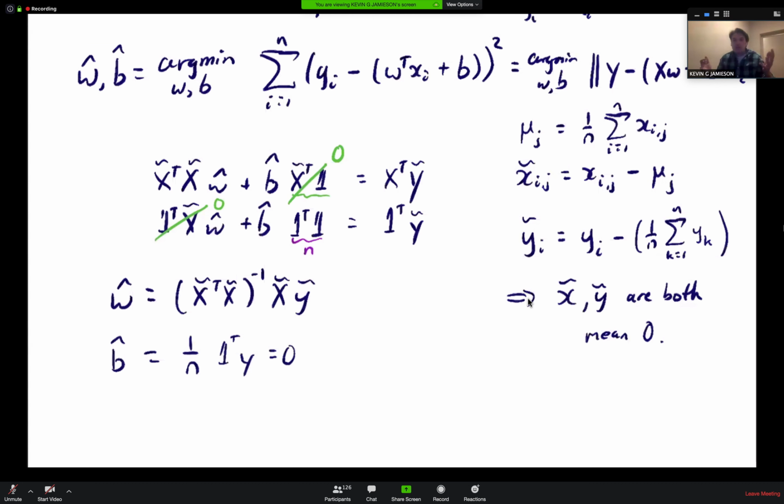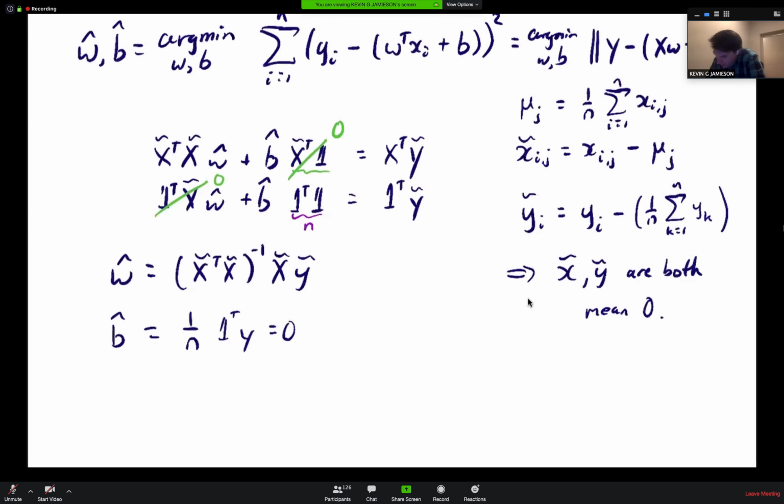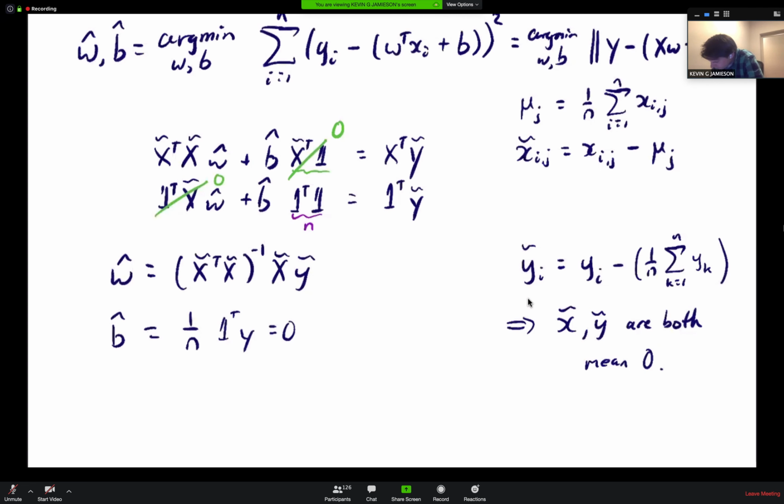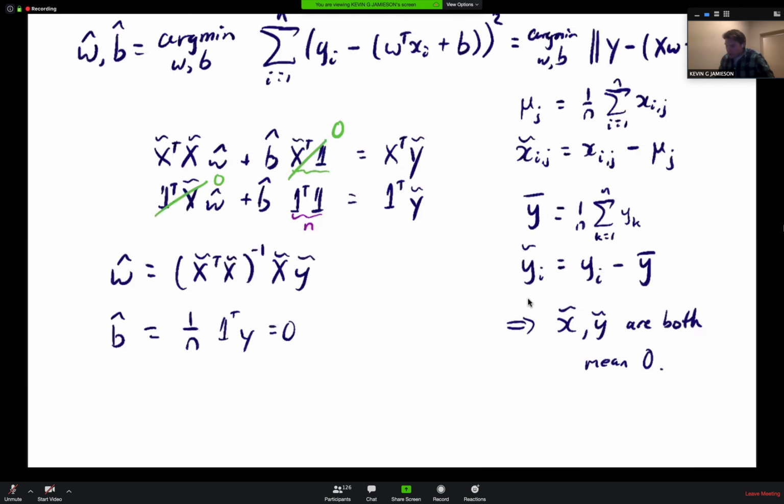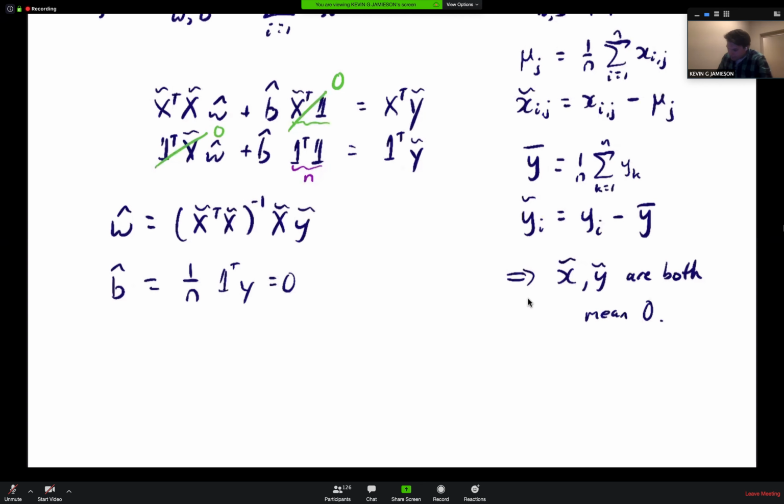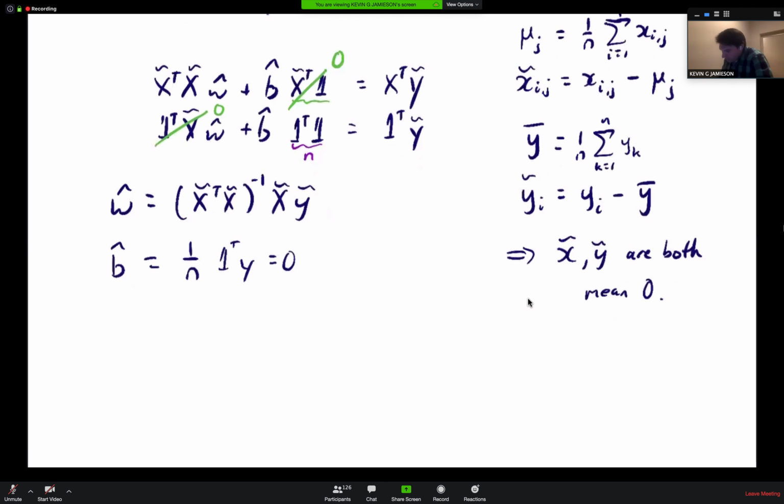But we transformed this data. What did we just do? We just transformed all of it, and that's kind of scary to me. I'm going to want to define this differently. Explicitly, I'm going to call this y bar.